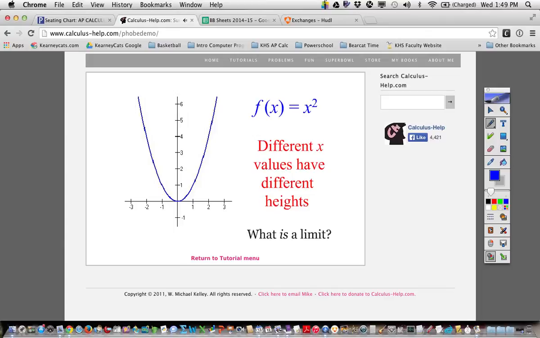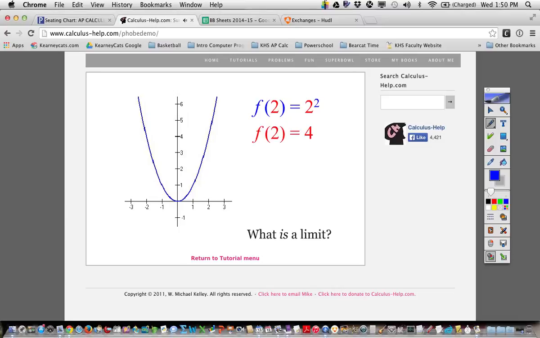For example, what if I look at the function height that corresponds to x equals 2? Well, it's not very difficult to figure out exactly how high that function is going to be when x equals 2, because all I have to do is plug that x value into the function. So, if I plug 2 into x squared, I get 2 squared, or 4. This means that the function reaches a height of 4 whenever x equals 2.